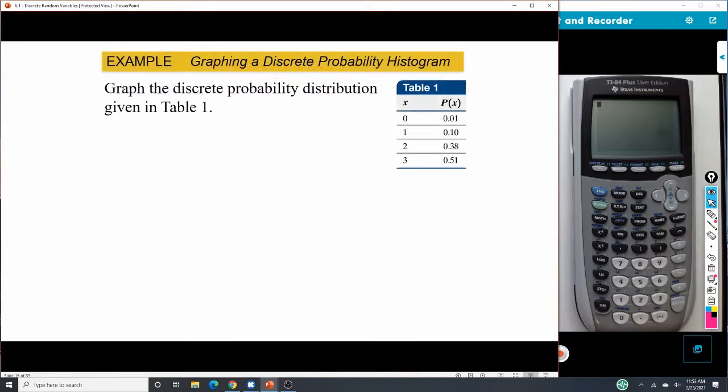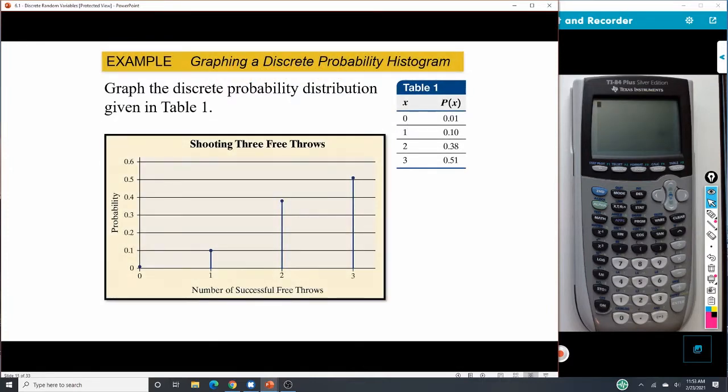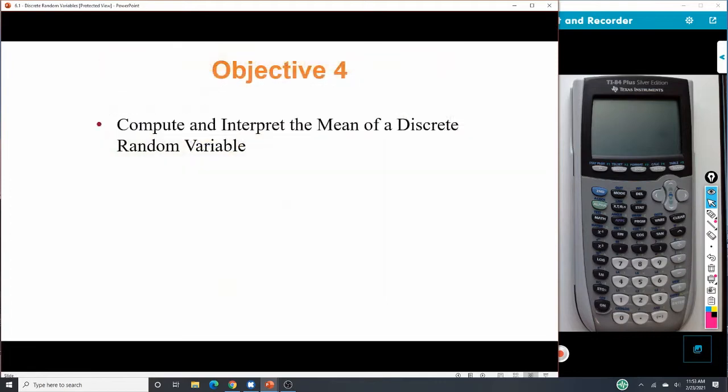Now, graphing these is just like graphing our relative frequency. We have our probability on the side, the number of successful free throws, or whatever we're talking about here, and we plot those dots. So very straightforward, just like we've done before.